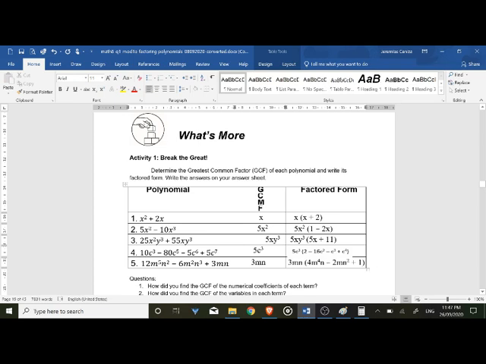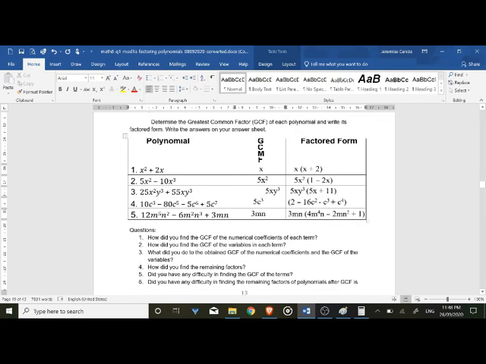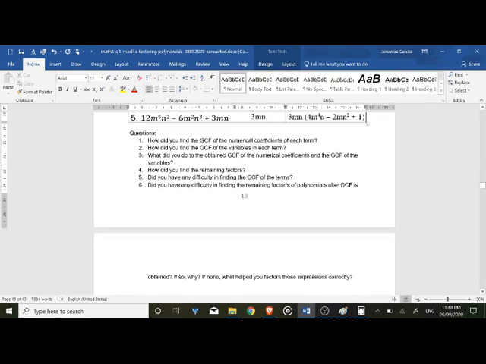Alright class, paki-check na lang po ng inyong answer key sa module na to. So nasa page 34 po ang ating answer key sa module na to. Lesson 1, factoring with common monomial factor. What's more, under activity 1. Alright, so thank you. At proceed na po tayo sa next activity.